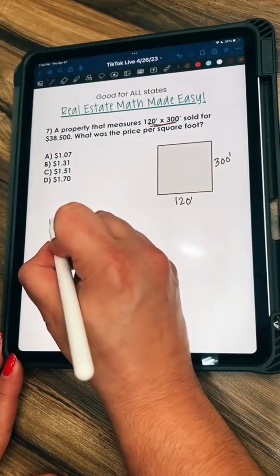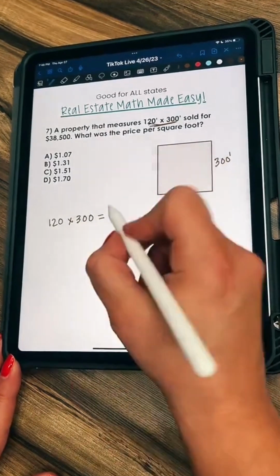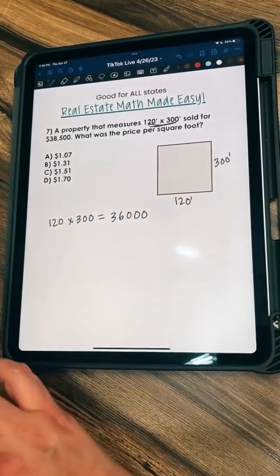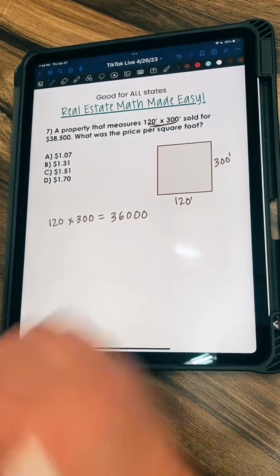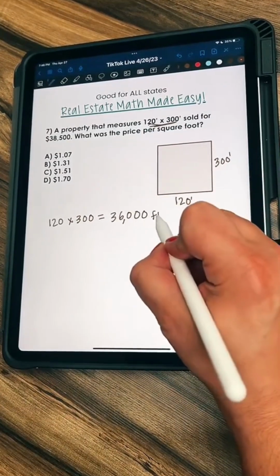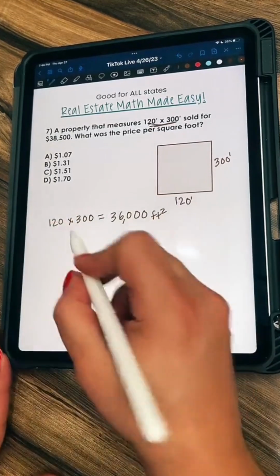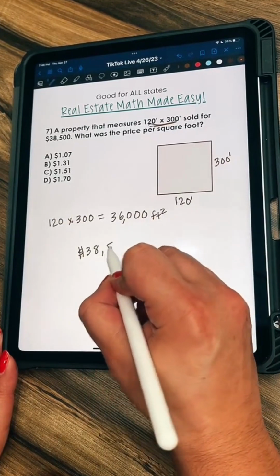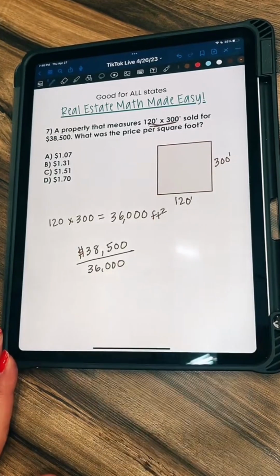So what we're going to do here is we're going to find the area. Okay, so we say 120 times 300. That's going to equal, let me see, see, even I have to do the calculator. Yeah, 36,000. This is 36,000 square feet. All right. So now we're going to get this money. Remember, money goes on top when we're dealing with the property price per square foot. So 38,500 divided by 36,000.